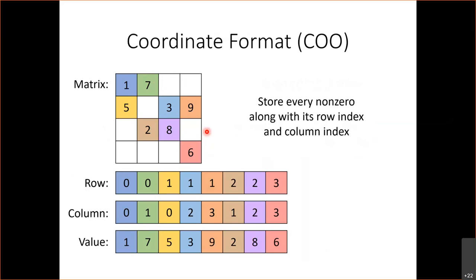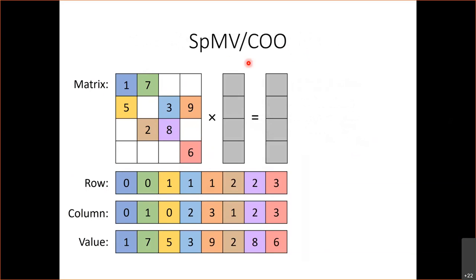Okay, having seen the COO format, let's take a look at how we can use it to perform SpMV, or sparse matrix vector multiplication. Let's say I have this sparse matrix, and I would like to multiply it by this dense vector to produce this dense vector. If I want to do this in serial, it's easy: I can go through each element, multiply by the corresponding input value, and update the corresponding output value. But if I want to do this in parallel, how can I do it?